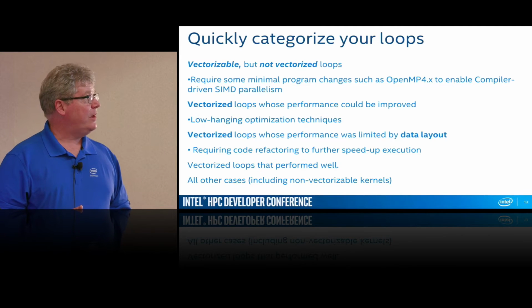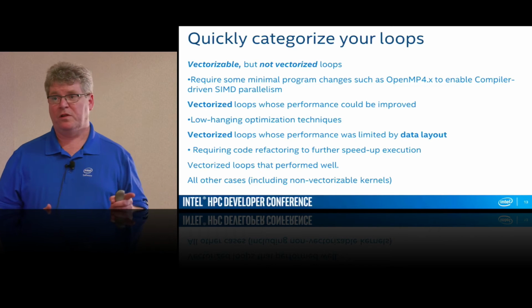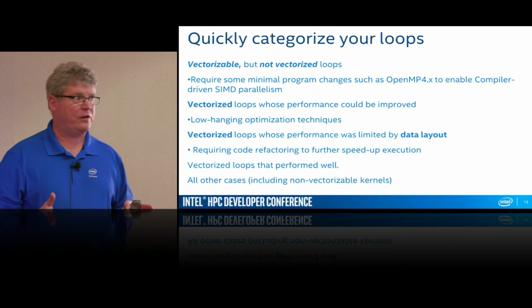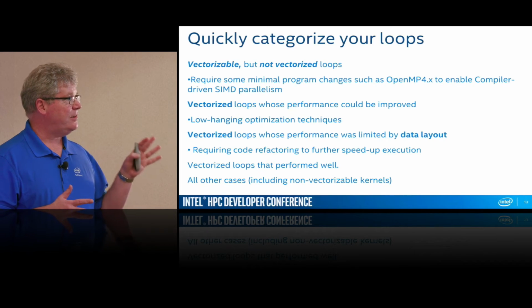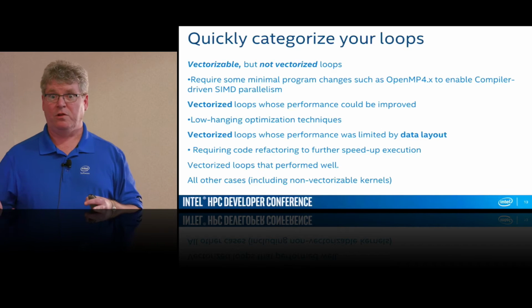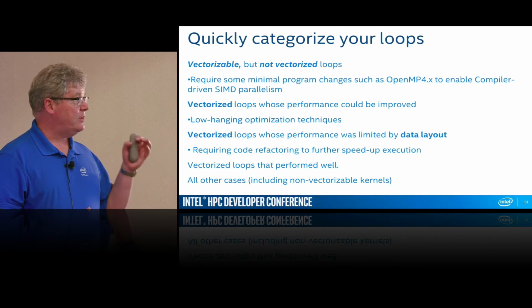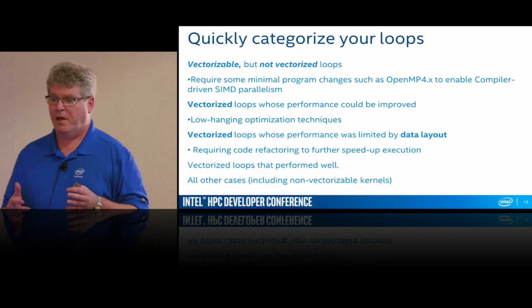The second category is vectorized loops whose performance could be improved. If you go in and you see a low vectorization efficiency, there are some common low-hanging optimization techniques that you can use, and we'll go through several of them. But the next category is vectorized loops whose performance was limited by data layout.